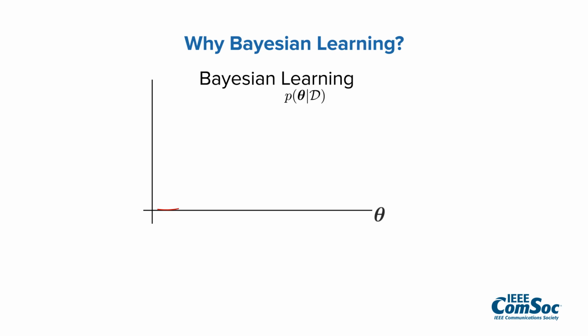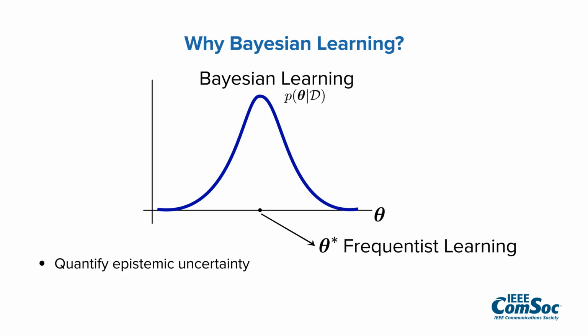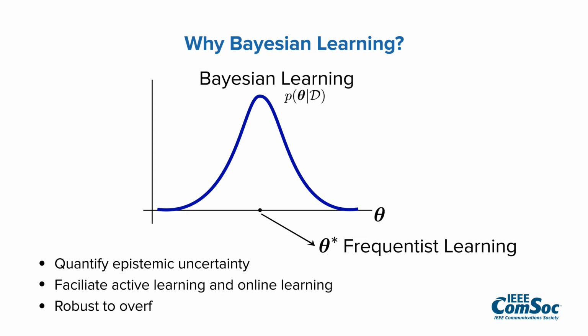The first question is, why Bayes learning? We take a step back to look at frequentist learning. Given the training dataset, frequentist learning aims to obtain a single optimal point in the model parameter space, while in Bayes learning, the target is to compute the posterior distribution of model parameters given the training dataset, which contains more information than that in frequentist learning. As a result, it can quantify epistemic uncertainty, the uncertainty in the model parameter space, and facilitate active learning and online learning. Also, it is robust to overfitting.